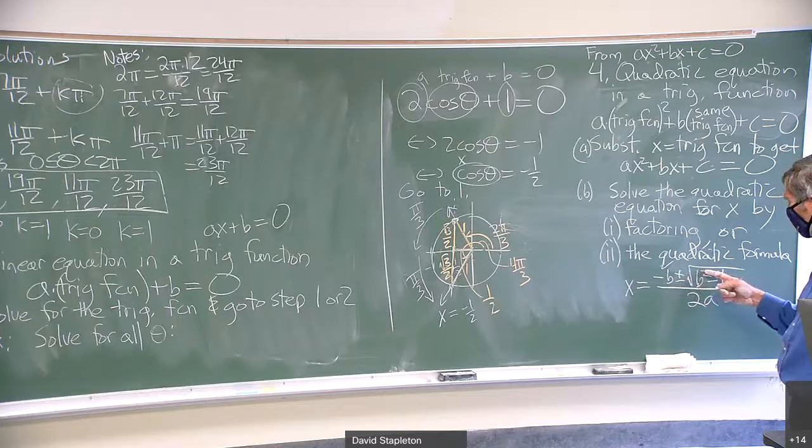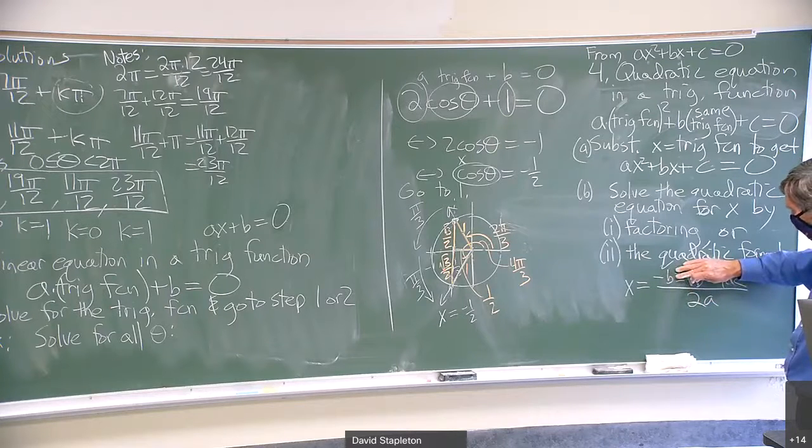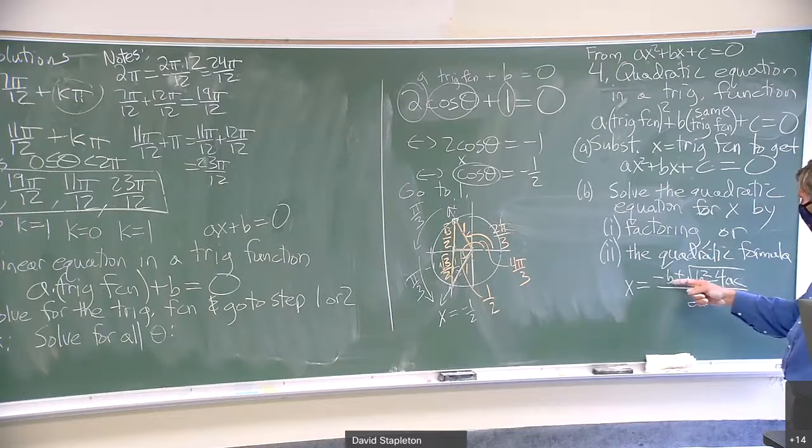If b squared minus 4ac is equal to 0, remember from algebra, you get plus or minus the square root of 0. They're the same solution. There's only one solution. Plus or minus 0 is minus b over 2a, the one solution. If b squared minus 4ac is positive, then you get plus the square root and minus the square root, two different solutions.